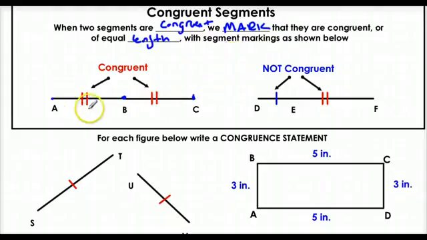So since this has 2 and this has 2, I would say that AB is congruent to BC because AB has these 2 marks and BC has those 2 marks. So these are congruent. Now if you look at this, they have the marks here, but they're not congruent, right? This has 1, this has 2. So these aren't congruent. And if you look at it, this segment right here is much smaller than this one. So they're not congruent pieces.